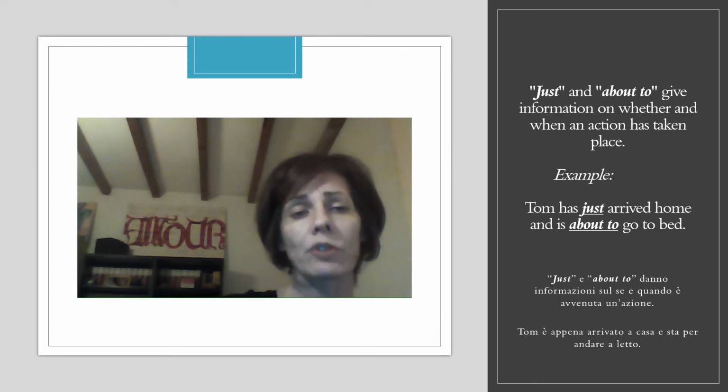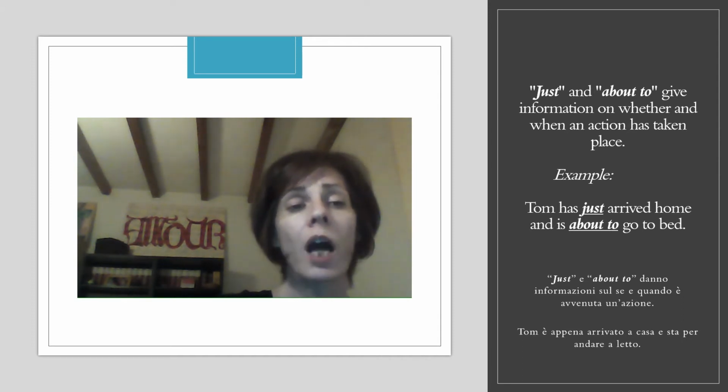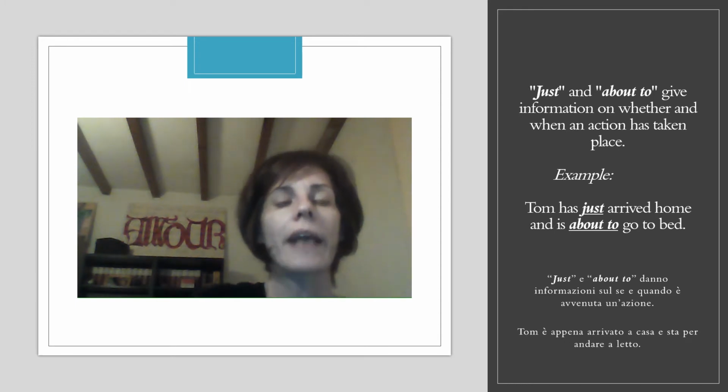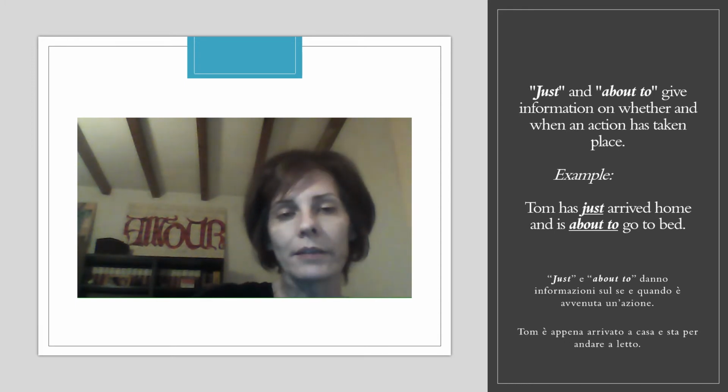For example, just and about to. These two expressions give an information on whether and when an action has taken place. The example is pretty easy to understand in my opinion. Tom has just arrived home and is about to go to bed. So he just got home, but he still isn't in bed. He still has to take action to go to bed.